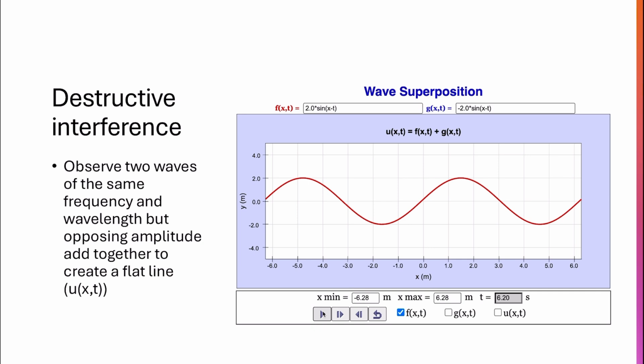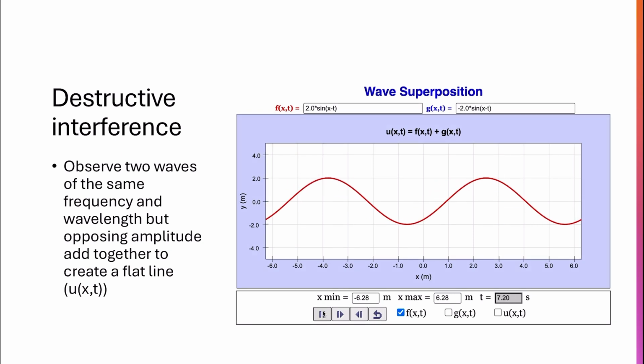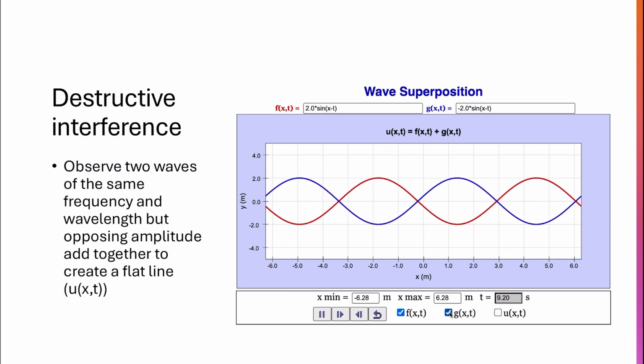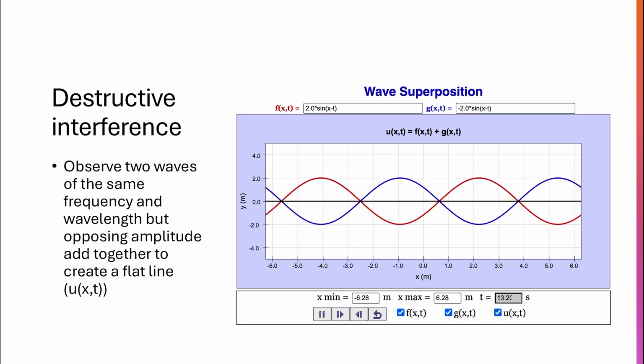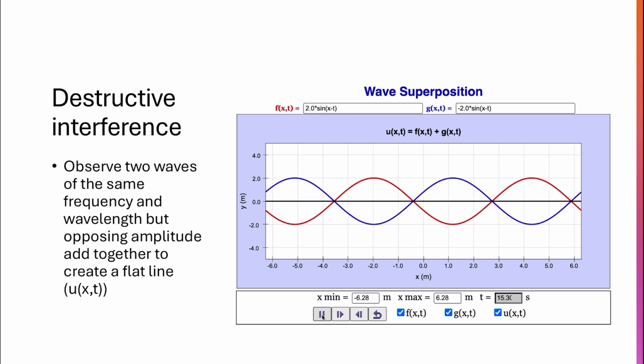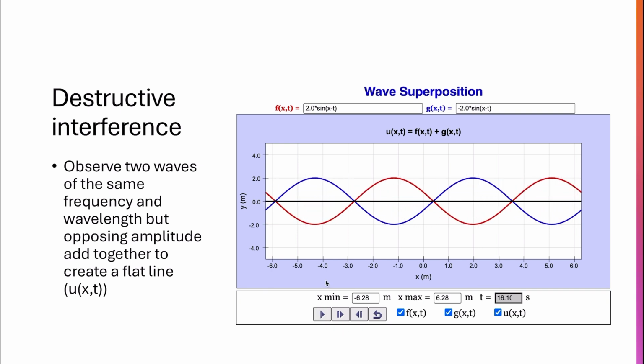Destructive interference is the opposite of constructive interference. It is when two waves overlap in a way that they can cancel each other out, and that causes a noticeable decrease in sound volume. As you can see from the wave simulation, when f(x,t) has an amplitude of 2 and u(x,t) has an amplitude of -2, when they are added together, they create a flat line, meaning the two waves cancel each other out and therefore there is no sound.